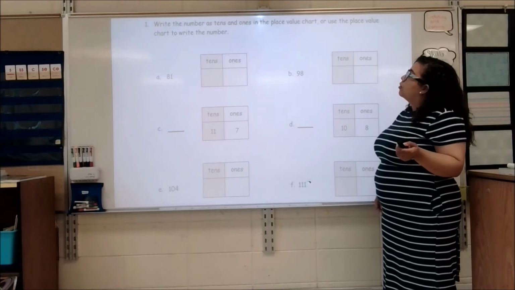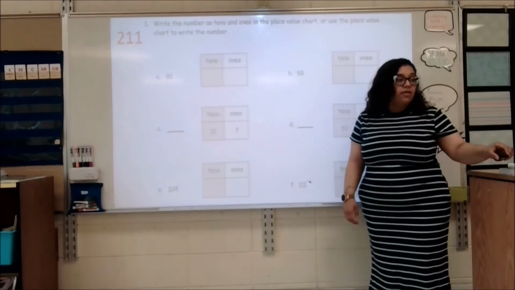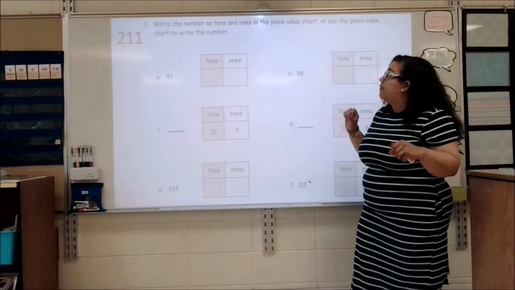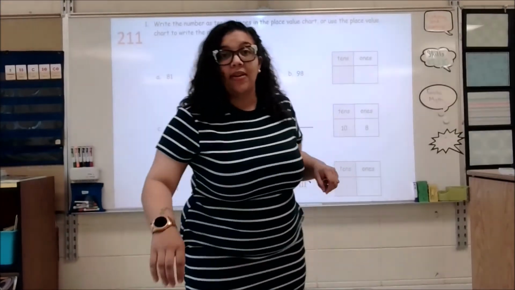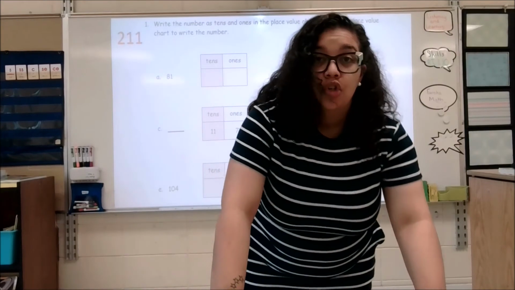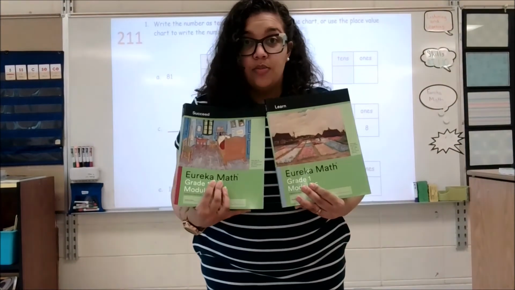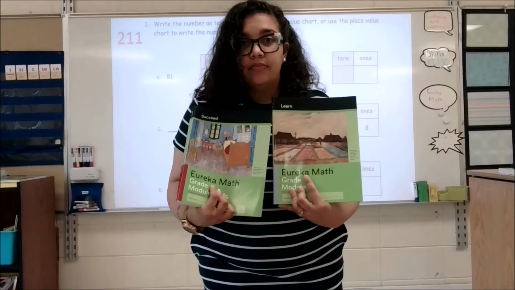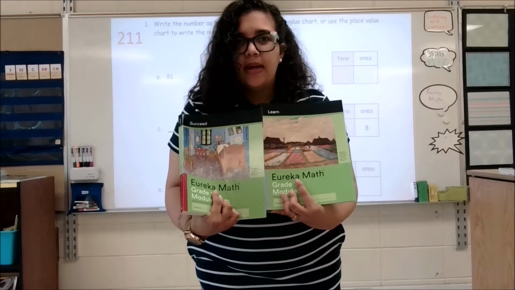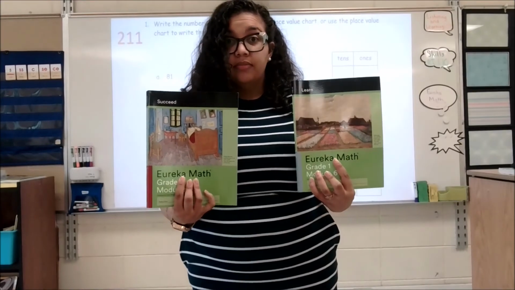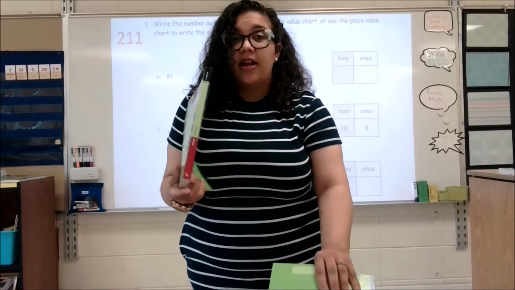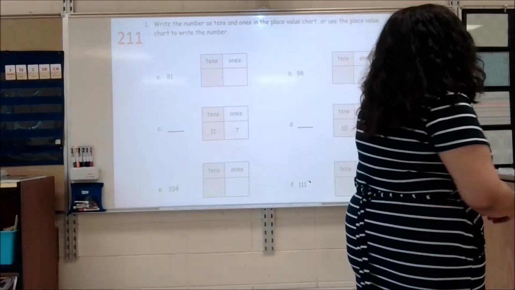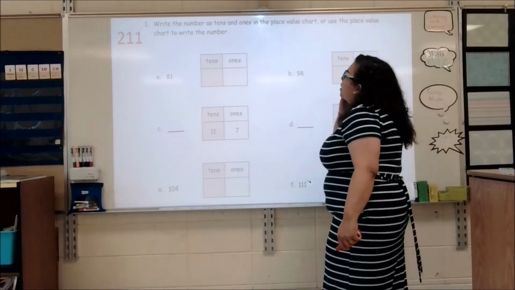So on page 211, we're going to either write the number or identify the place value. Page 211, that number is red. So which book do you need? Bedroom, red trim, red number, page 211. We're on question number 1, and we're going to fill this out.